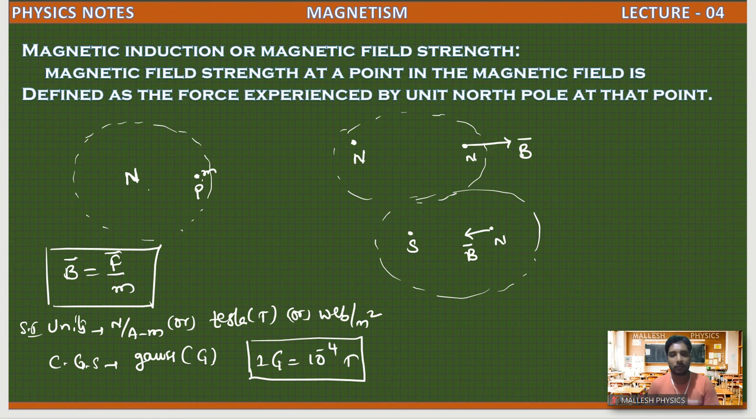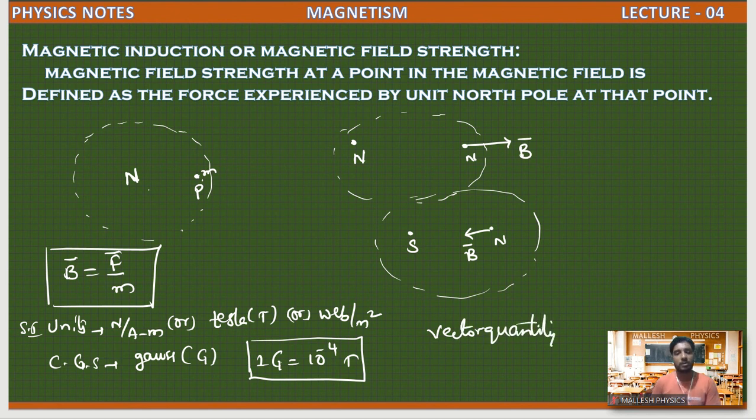So this is about magnetic field. Once again, magnetic induction or magnetic field strength is nothing but the force experienced by a unit north pole, or force acting per unit north pole. That is called magnetic field induction or magnetic field strength. For a unit north pole, by the north pole the field acts away, and for the south pole it acts towards. This is the direction of magnetic field, and it is a vector quantity.